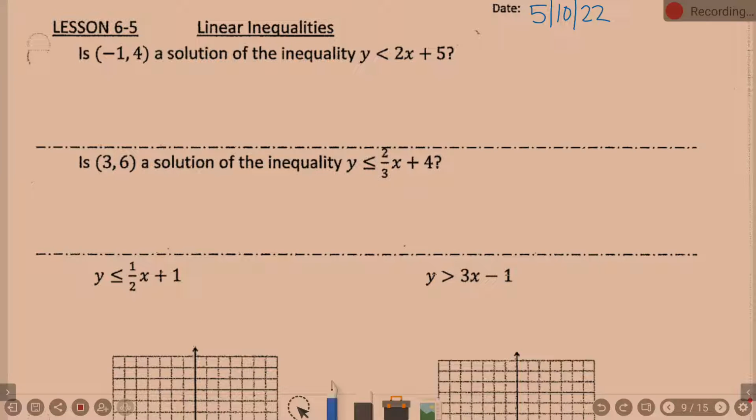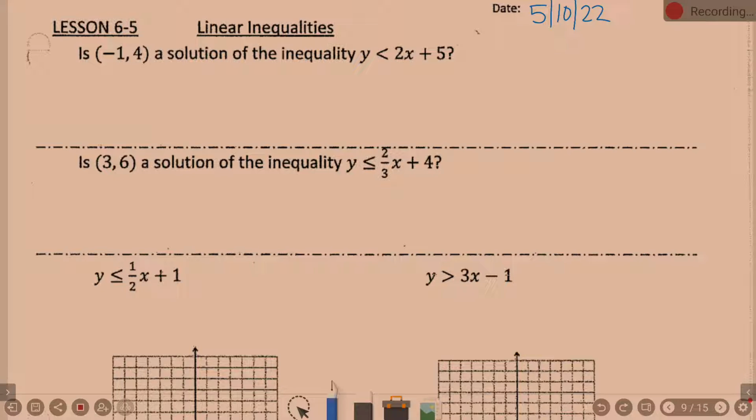Okay, lesson 6.5 is linear inequalities. As you can tell, it's graphing again, but it's inequalities. So instead of equal signs, we're going to be seeing less than, greater than signs, which basically still means you're graphing the line, but besides graphing the line, we have to shade above or below. We have to decide what kind of line to draw.